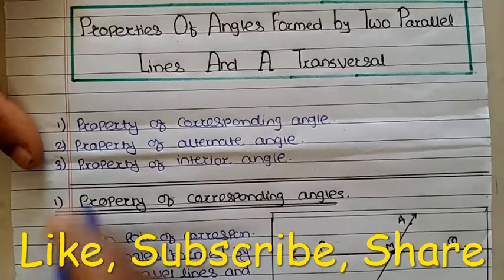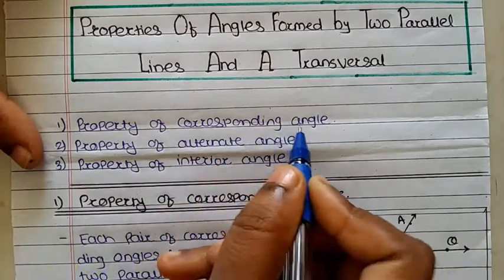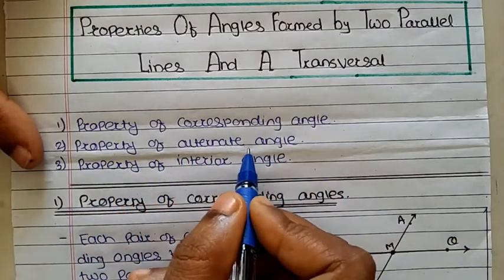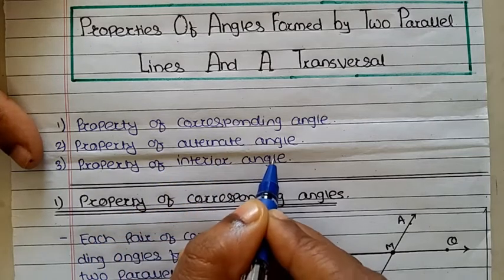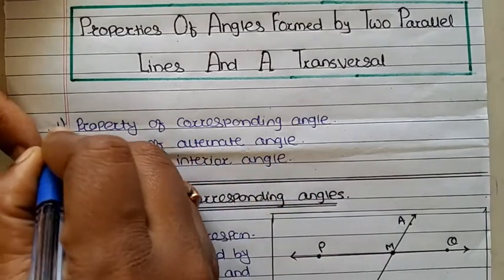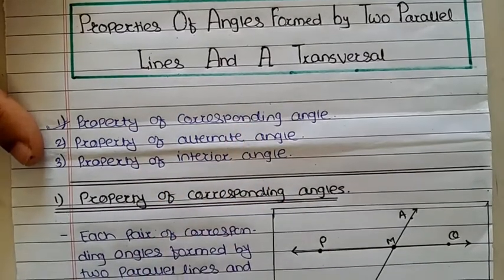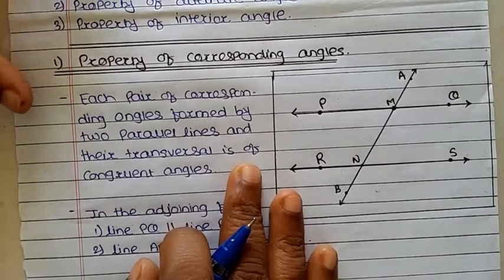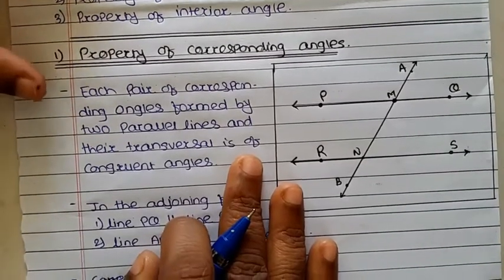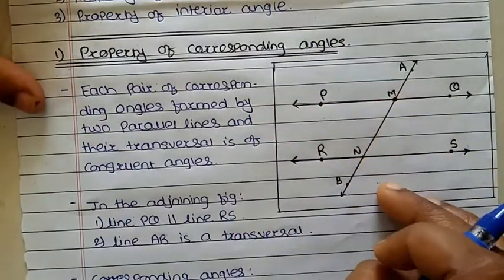So in this video we will cover the property of corresponding angles, the property of alternate angles, and the third one is the property of interior angles. So we will start here with the property of corresponding angles. What exactly does the property of corresponding angles mean? Just observe this figure first.